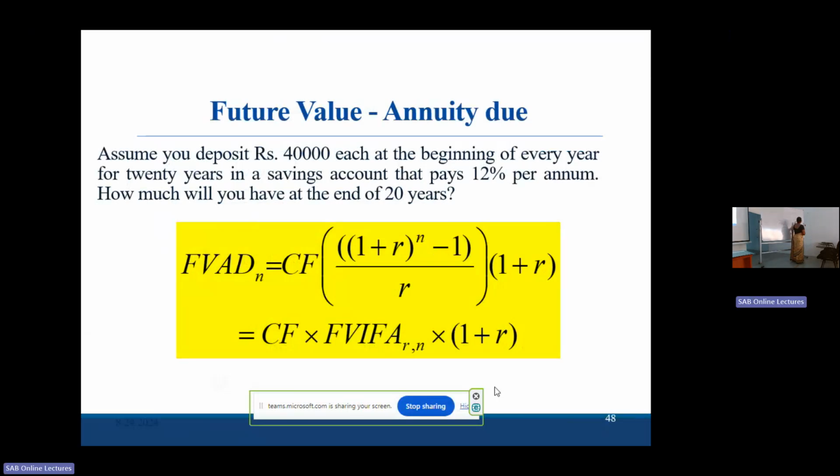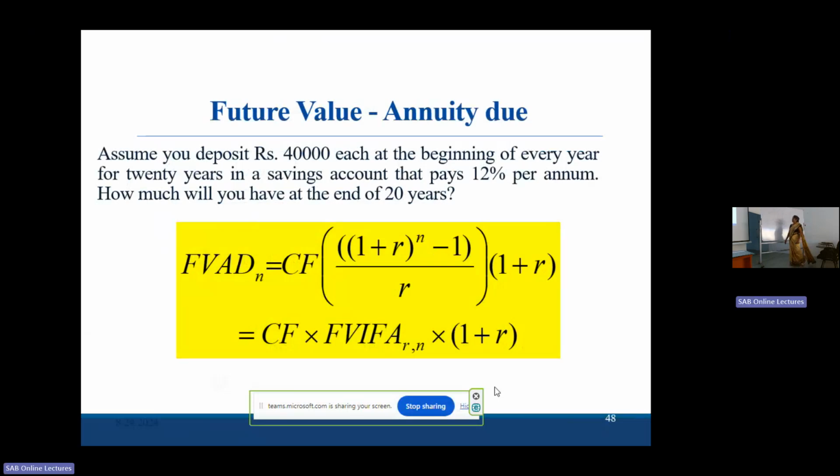Right? All the cash flows, you can see, are compounding one time more than in the ordinary case. When this one compounds twice, this is 3 times. Here, when this compounds once, this 1,000 is 2 times. The last one has no compound, but it is compounding 1 year. So likewise, in the case of the annuity due, all the cash flows you have to compound one time more.